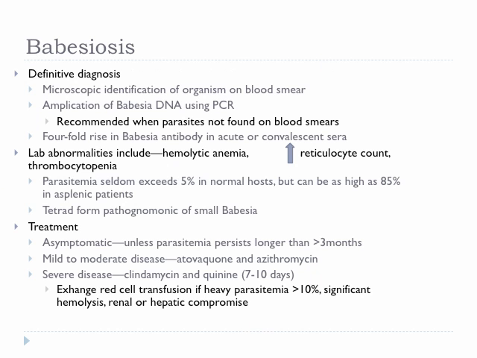The treatment: for mild to moderate disease, use atovaquone and azithromycin. Severe disease, clindamycin and quinine. If you have 10% parasitemia or significant hemolysis, renal, pulmonary, or hepatic compromise, that's an indication for partial or complete red cell transfusion. And asymptomatic patients, you actually treat these patients if they have parasitemia that persists longer than 3 months. You would treat them with atovaquone and azithromycin.